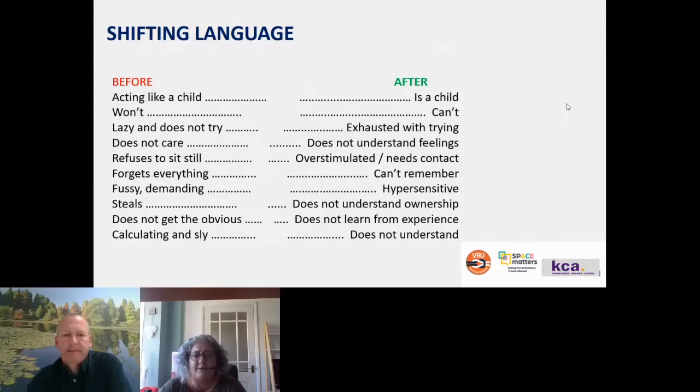If you're sitting chatting to that young person about things, does it really matter if their knees and legs are bouncing and they're fidgeting? As long as you can continue with the conversation, it's fine. So thinking about reframing our language, and these are some examples of what you could use. "Acting like a child." They are a child. "They won't do something." Maybe they can't do it. "Lazy. Does not try." Maybe they're exhausted with trying. Just some examples there for you.